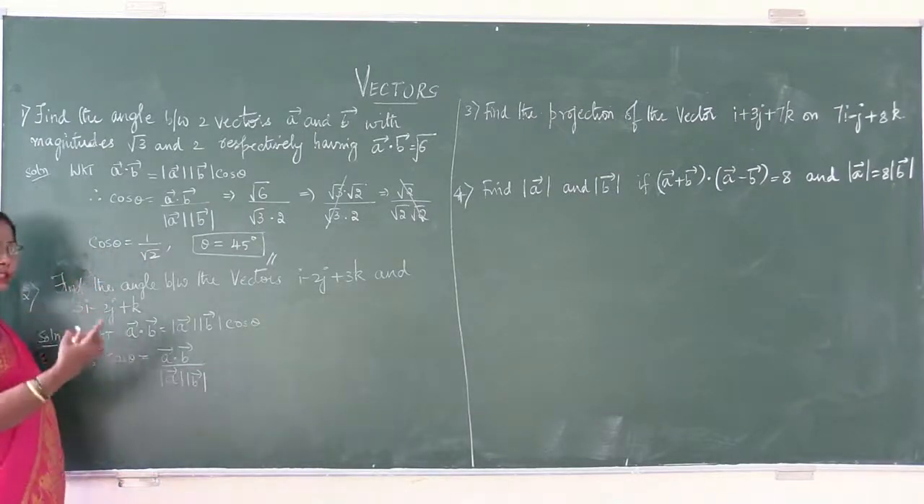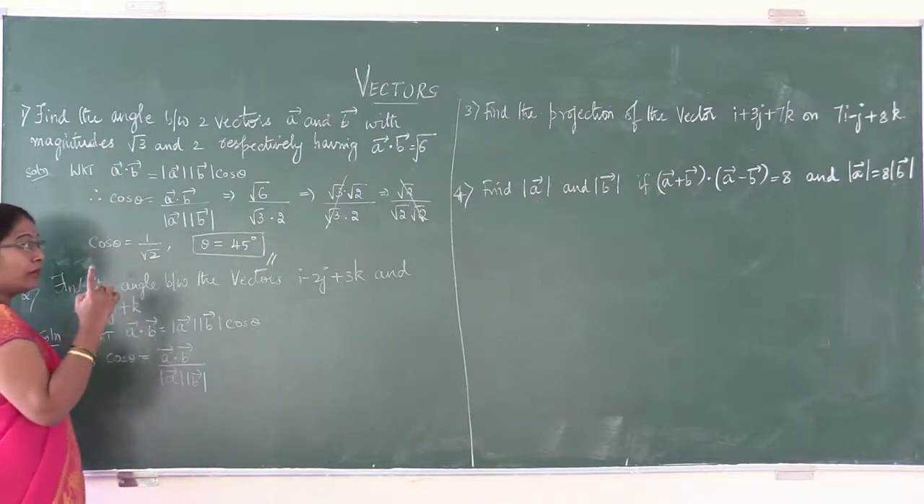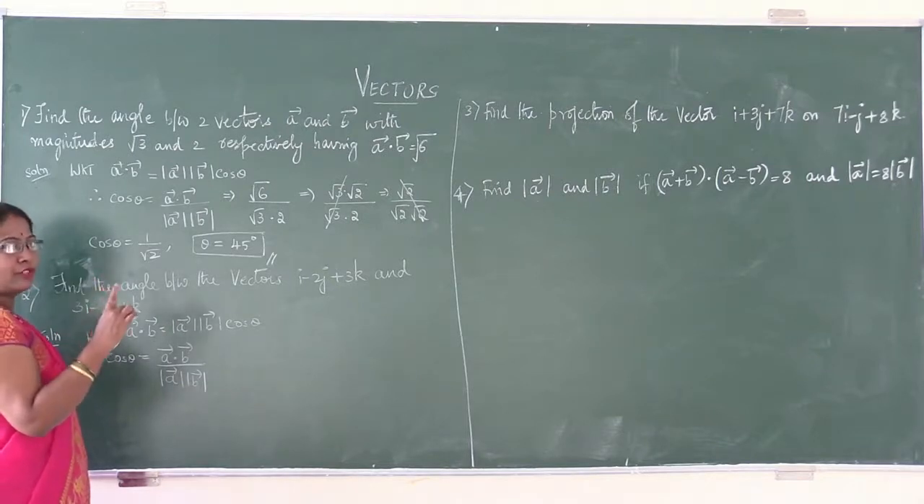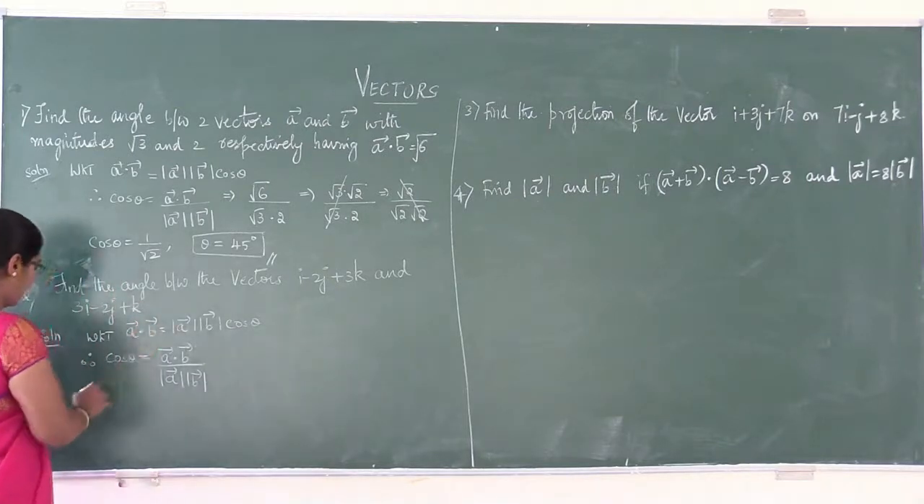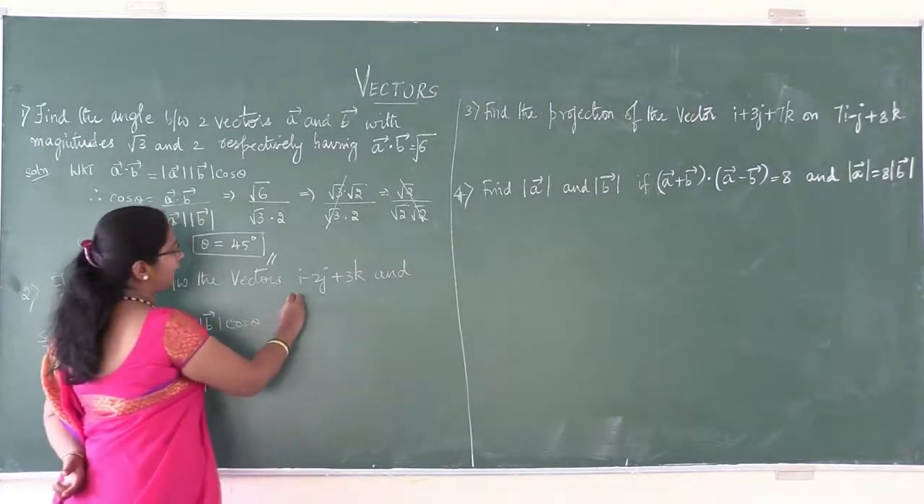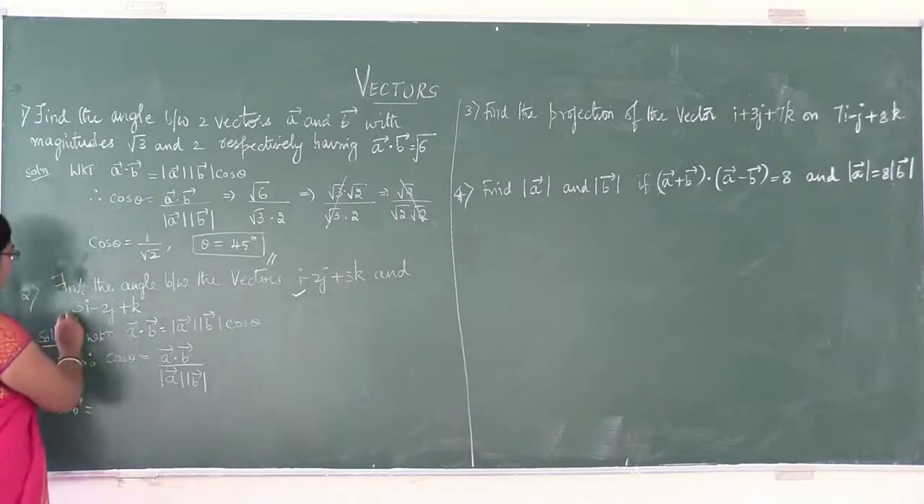As discussed earlier, how do you find A dot B? That is the dot product in terms of components: coefficient of i times coefficient of i, plus coefficient of j times coefficient of j, plus coefficient of k times coefficient of k. So here, what is vector A dot vector B? What is the coefficient of i here? 1. The coefficient of i in the other vector is 3.